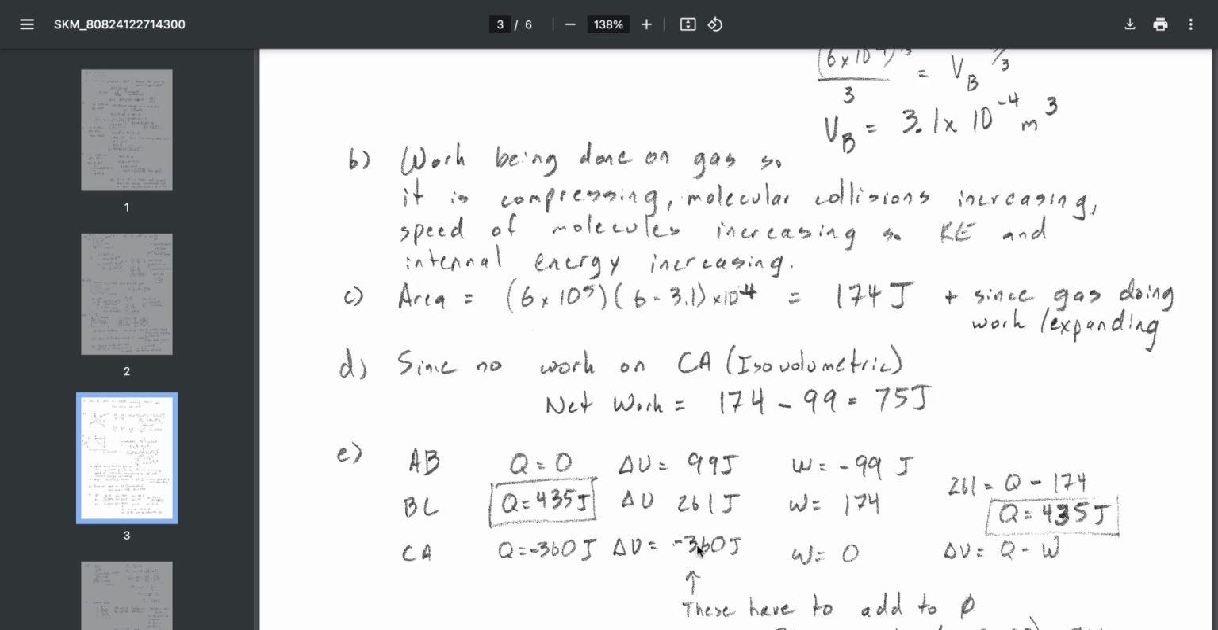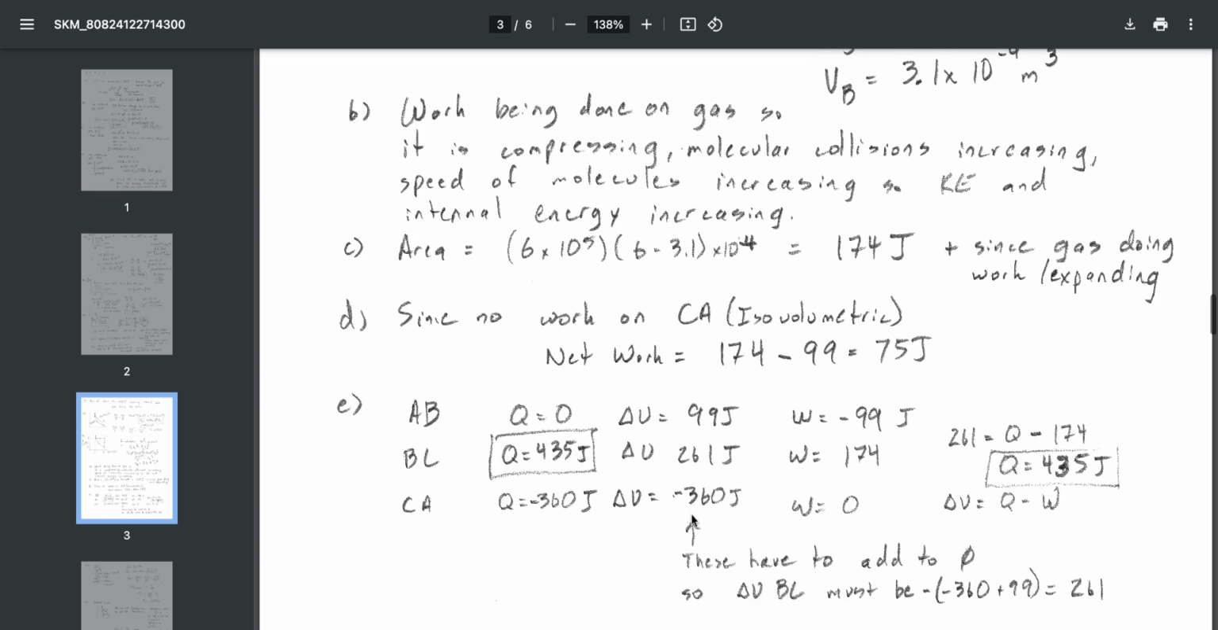The last one was energy that leaves the gas during the process is 360 for C to A, so that's negative 360. And since it is an isovolumetric process, work has got to equal 0. So that means the change in internal energy is negative 360, because we pulled that Q out, so it must have cooled the gas down, so the internal energy went down. And because I know the 99 and the 360, I can figure out the 261. So the change in internal energy from B to C has got to be 261. That allowed me to fill that in right there.